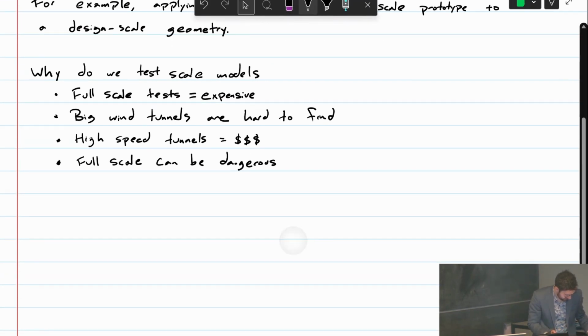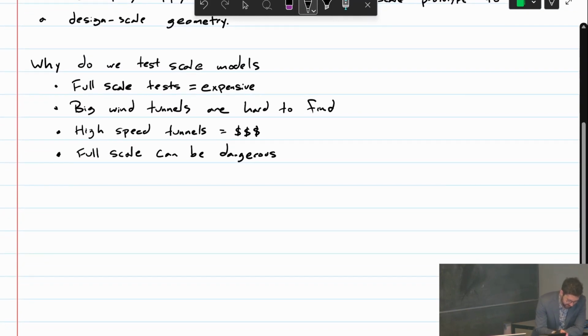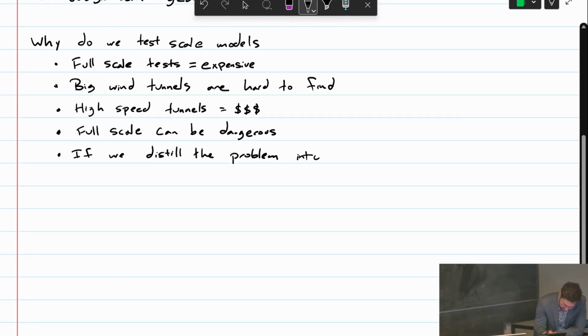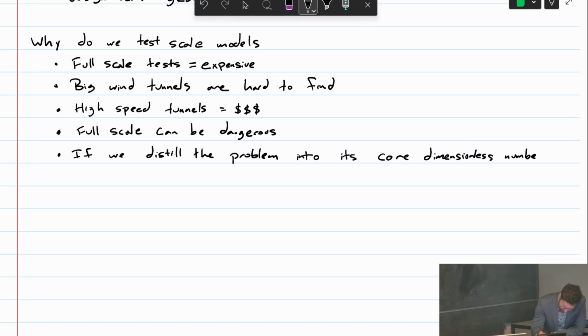Okay. The last one that might not be so obvious is that if we distill the problem into its four dimensionless numbers, we greatly reduce the number of experimental variables.